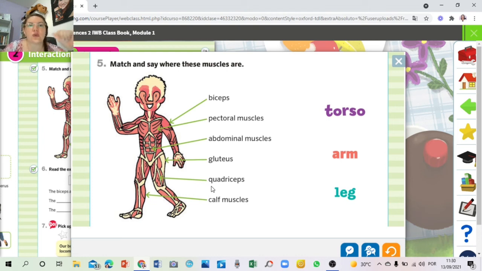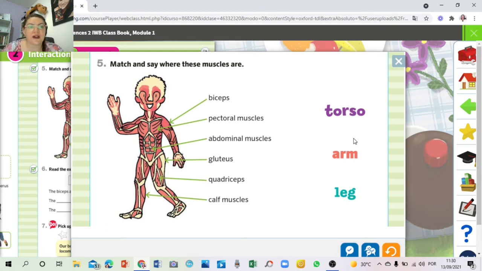Quadriceps. Ok? Quadriceps. That's it. And do you remember last class of natural science? In the last natural science class we had, we learned about the torso, which is the part of our body without the limbs. Ok? So, let's remember. Torso. Arms. Or arm. Arm. Braço. Ok? And leg. Perna.